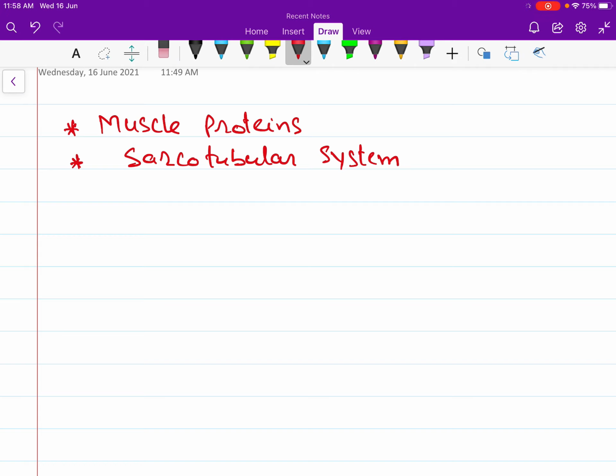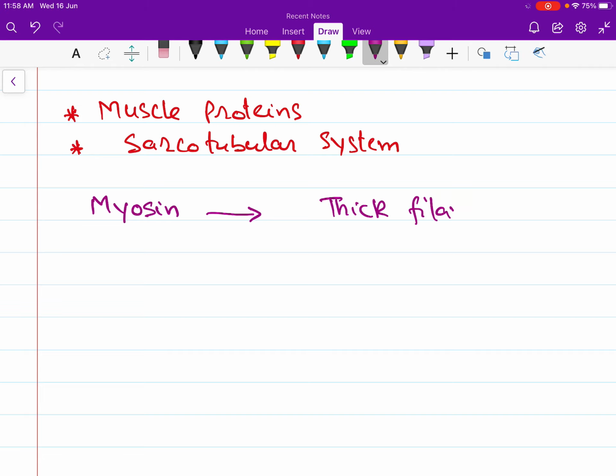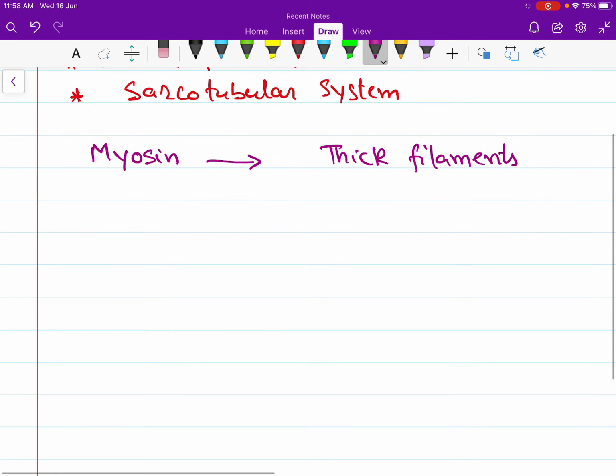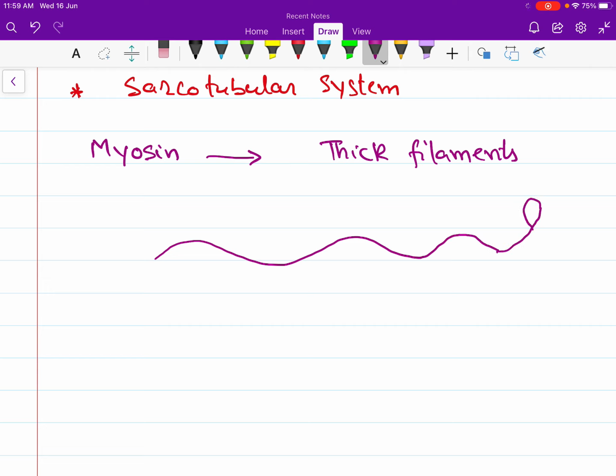So muscle proteins, there are different types of contractile proteins present in the muscle fibers. So the first type of protein which is found in the muscle is called the myosin protein. Now these myosin proteins are found in the thick filaments. So thick filaments have these proteins called myosin proteins. Now if we see a myosin protein, each myosin protein is formed of two long chains, just like this.